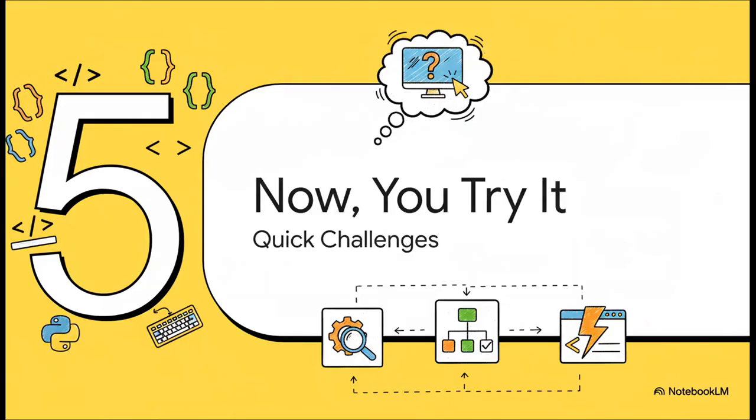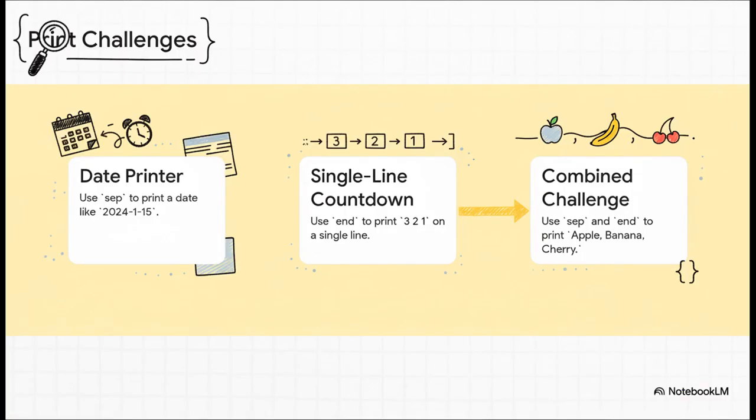Okay, theory is great and all, but the best way to make this stuff stick is to actually do it. So I've got a few little challenges for you based on everything we've just covered. Go ahead and pause here and give these a shot in your own editor. First, try to print a date with hyphens using just the sep argument. Then, see if you can make a countdown, 3, 2, 1, all on a single line using end. And for the final boss challenge, try to combine both to print a list of fruits with commas in between and a period right at the end.